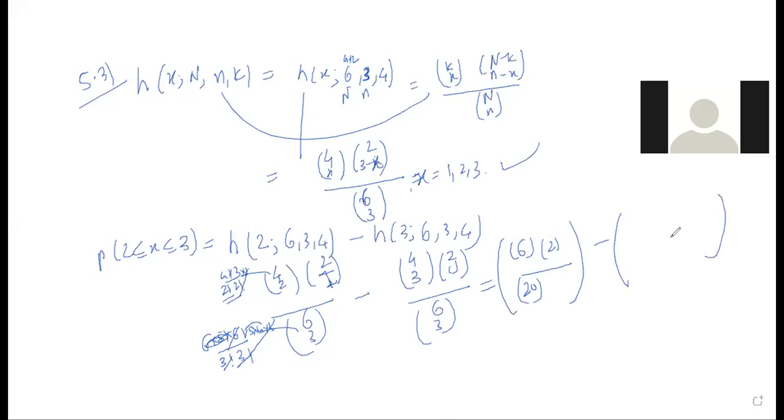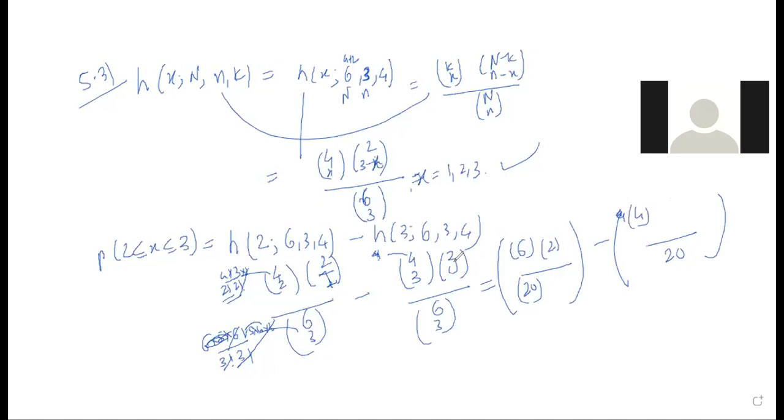Minus, here I'm going to write 6C3, that will again be 20. And here we're going to get 4C3. 4C3 is equal to 4 factorial over 4 minus 3, that is 1 factorial, and 3 factorial. It is simply 4. So I'm going to get 4.